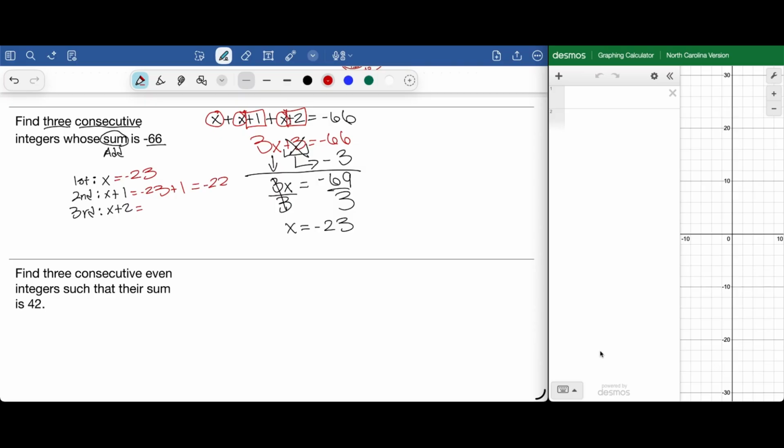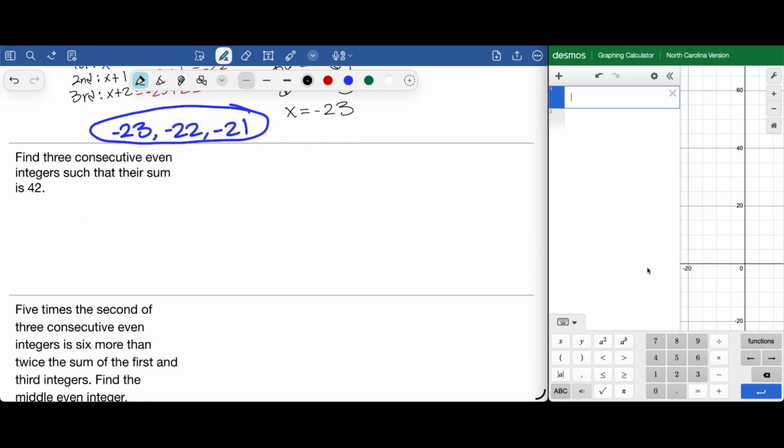And then I'm going to do the same thing for my third term. I'm going to take the answer that I got, which was negative 23, and this time I'm going to add 2 to it to get to my third number. And if I take negative 23 plus 2, that's going to give me negative 21. So that means the final answer for these, the three terms or the three integers that we get, is going to be negative 23, negative 22, and negative 21. So these are the three integers that will add up to be negative 66.